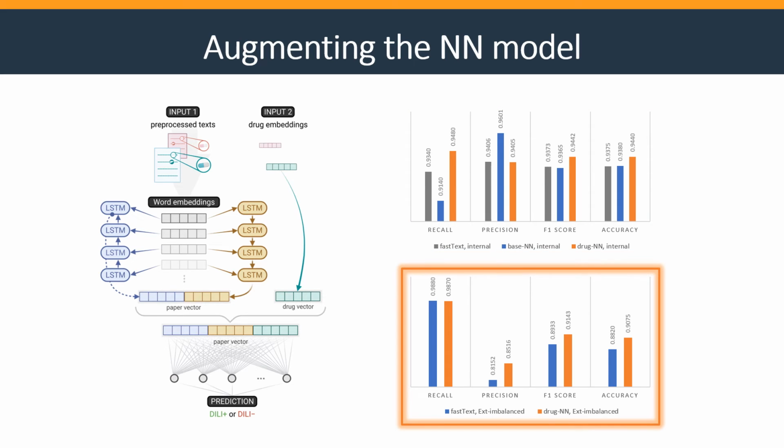Moving on to the external dataset, and this is for the second round of validation, where the imbalanced dataset is used, and we see that compared to fast text, the augmented model gets the same recall value but a higher precision, and as a result both the F1 score and accuracy are higher.